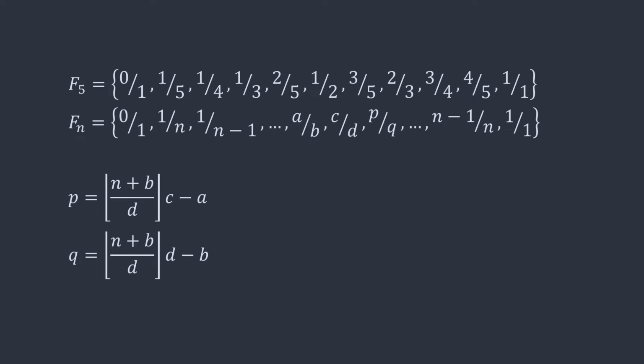And these p's and q's can be computed with a not too difficult formula, just in terms of a, b, c, and d, and the n, which is the type of sequence that we are generating right now. And so we can do that right from the start. We know that the first two elements have a equals 0, b equals 1, c equals 1, and d equals n. And that allows us to compute the next term, the third one, and then the fourth one, and so on until we're done. And the stop condition for the sequence would then be when they are the same, when we've reached one whole.